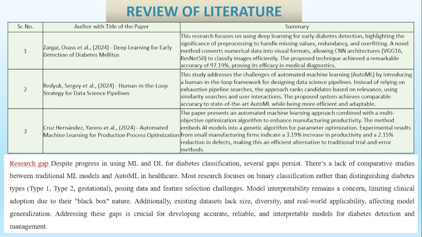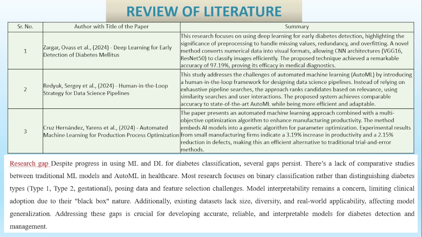Now, these three papers have been very helpful, and Zargar et al., deep learning for early detection of diabetes. This paper achieved a remarkable accuracy of 97.19, proving its efficacy in medical diagnosis. Reduc et al. we have already discussed. Cruz Hernandez, these three papers we have already discussed in the first slide. Now, the research gap.